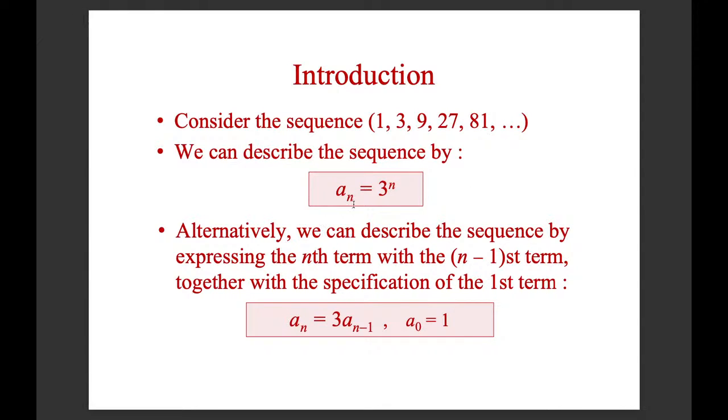But on the other hand, we can also specify this sequence in a different way. We can specify that the first term, a_0, is equal to 1. And then for each of the other terms, if I take the previous term, a_(n-1), I just need to multiply by 3, and then I get the next term, a_n. This way is called the recurrence relation, because we are describing a certain term based on the results of the previous terms. This is something that we are going to study in this class.